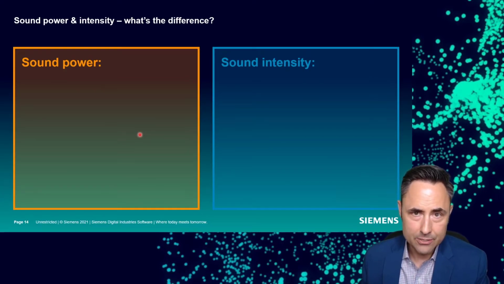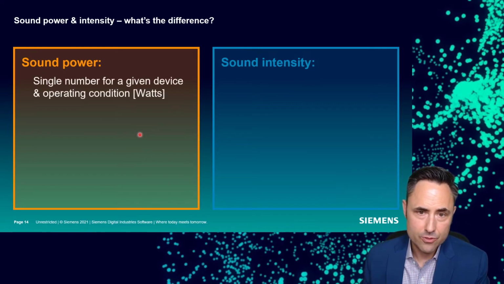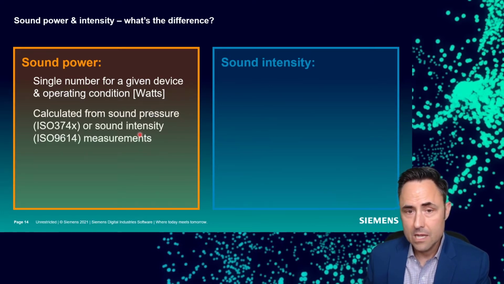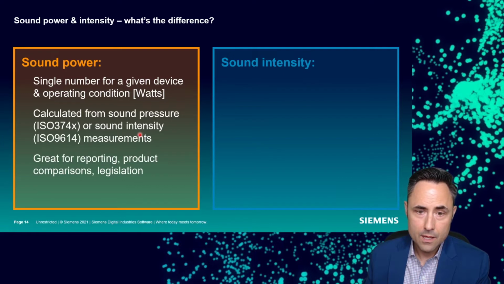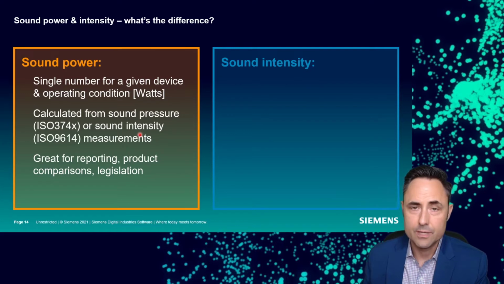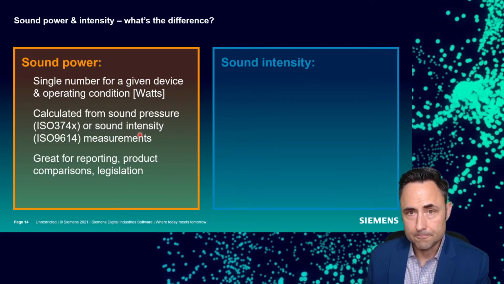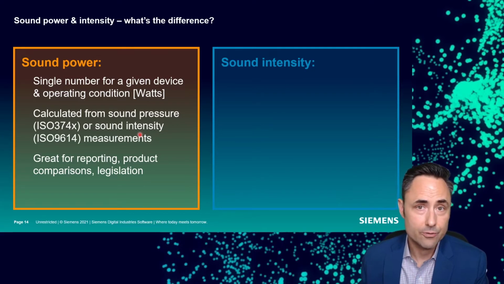So sound power and sound intensity, what's the difference between these two things? Sound power, it's a single number for a given device and operating condition, and it gives you a certain number of watts of sound energy that it can make. Okay, it's a single number. We have a couple different ISO standards, either pressure array method or the sound intensity method. Both ISO standards will help you produce that single number. And it's great because it's objective and it's a standardized test. It's great for comparing measurements, comparing components between competitors and yourself, or maybe tracking your product development.